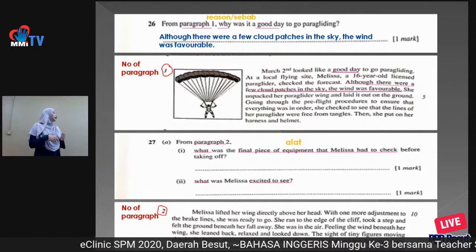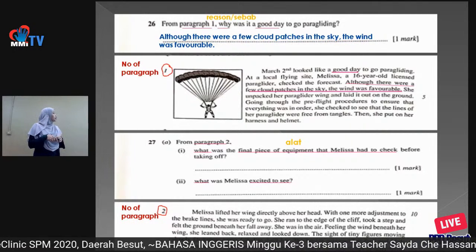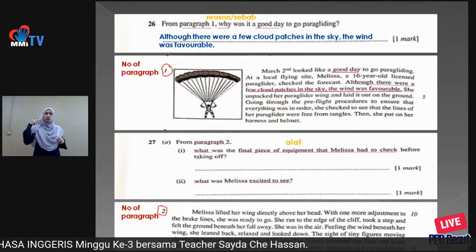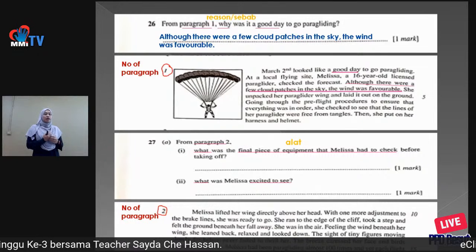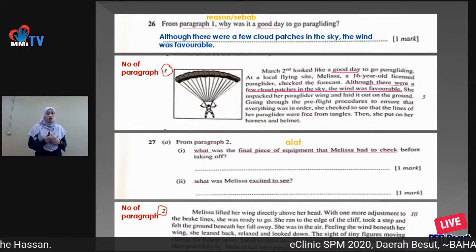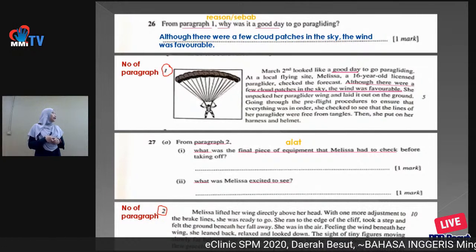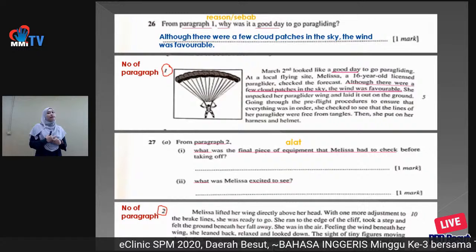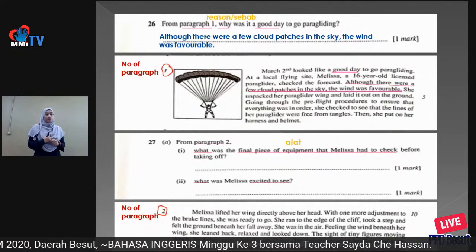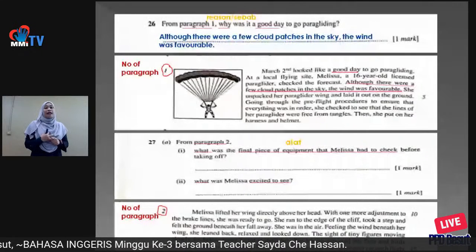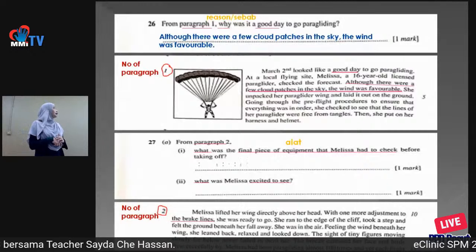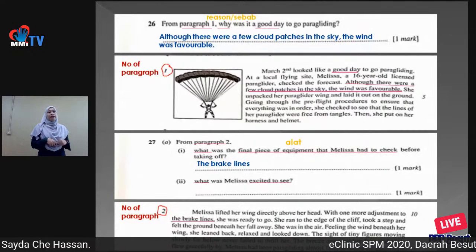So kalau saya tulis "adjustment to the brake lines," macam mana teacher? Is your answer answering the question? If no, then no, 0. If you write "adjustment to the brake lines," no, I'm sorry, your answer will be given 0 mark, because they want what? Equipment. So the answer is only the brake lines, dan tulis balik the brake lines.